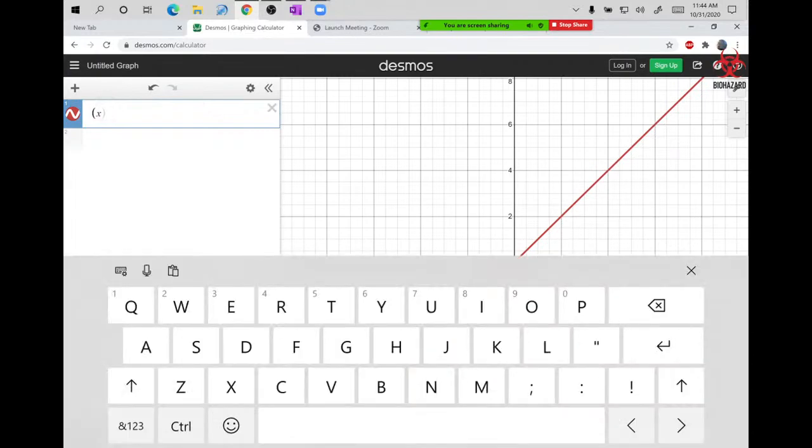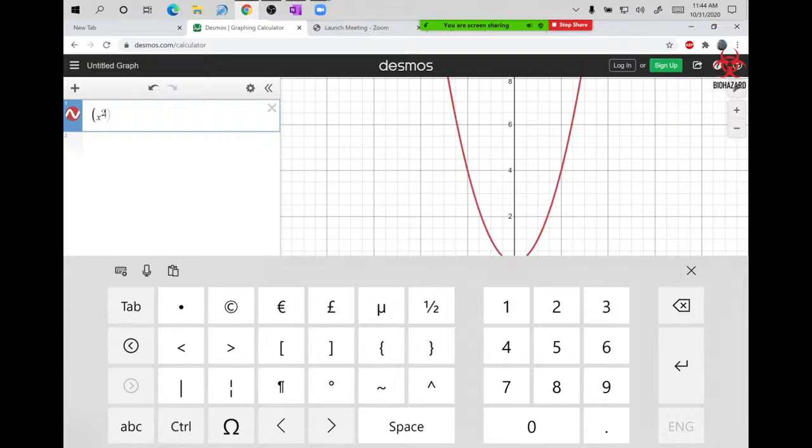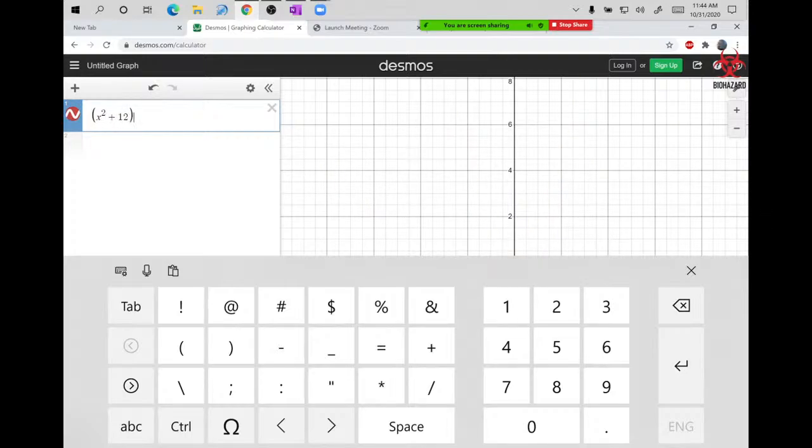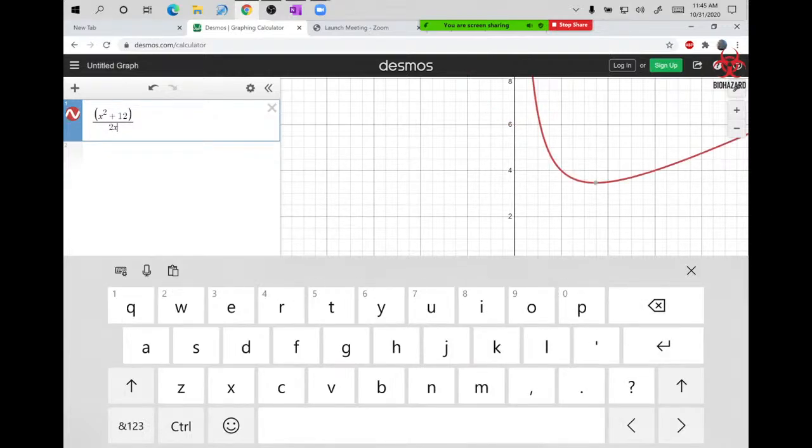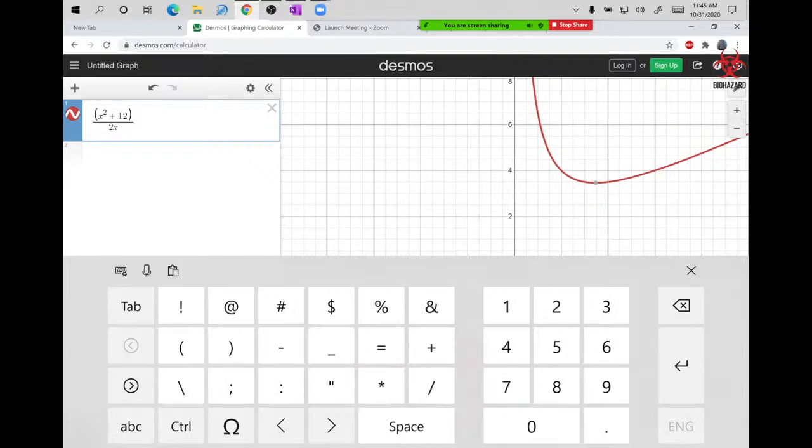So we should have x squared, x squared, and then plus 12 divided by, I don't need the parentheses, but that's okay now. I don't need them now. 2x plus 1. There we go.